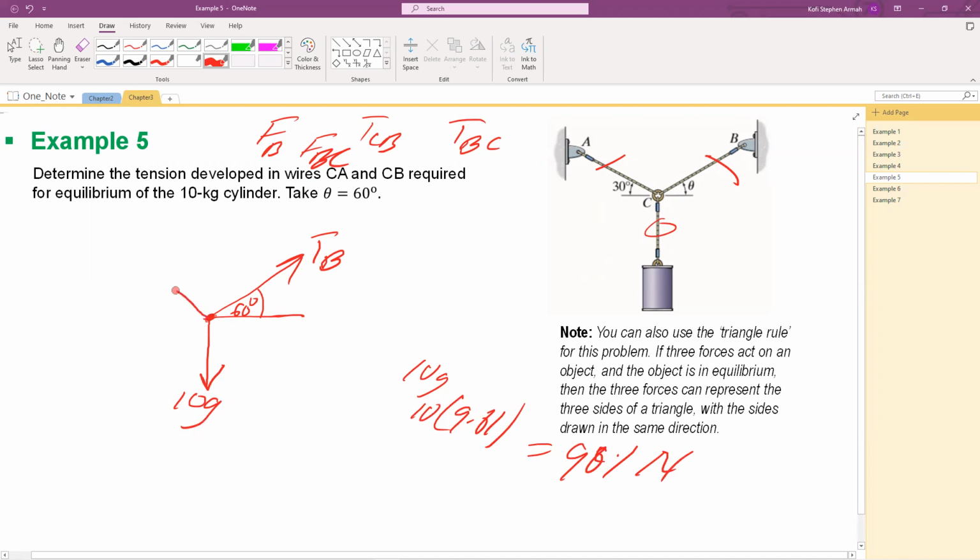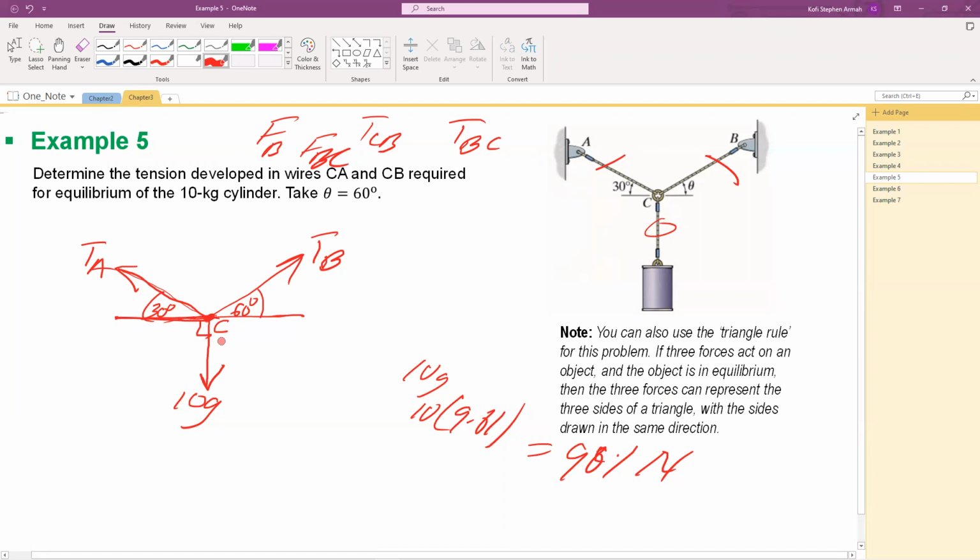And on this side, let me draw this again. On this side, this is like 30 degrees. I'm going to call it TA, and the angle here is 30 degrees. And that point is C. So that's your free body diagram, and that is very important. You draw a free body diagram. This angle, of course, is 90 degrees.